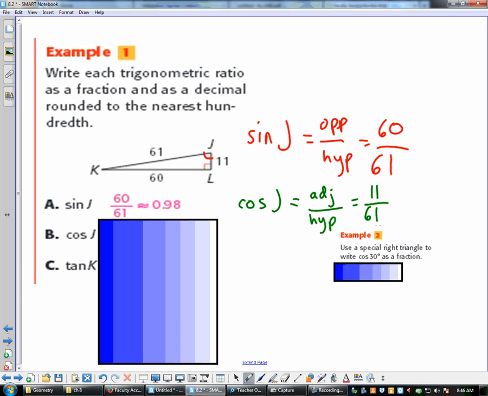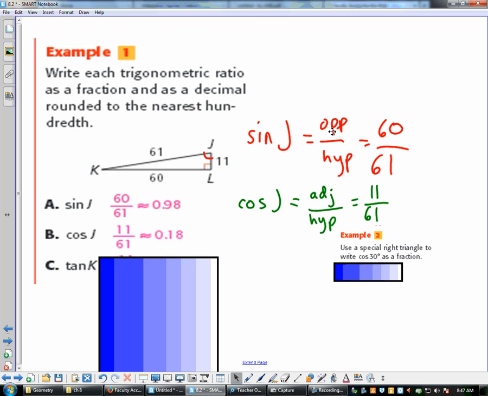All right. Now I want you to remember this day, and I want you to remember SOHCAHTOA when you are taking an ACT test. I guarantee you that there will be a SOHCAHTOA problem on your ACT test. Does that make sense? So this stuff you will see. Okay, so 11 over 61, and we could get a decimal for that.